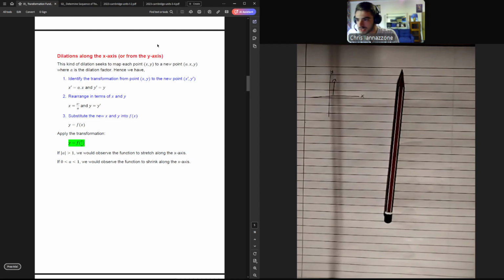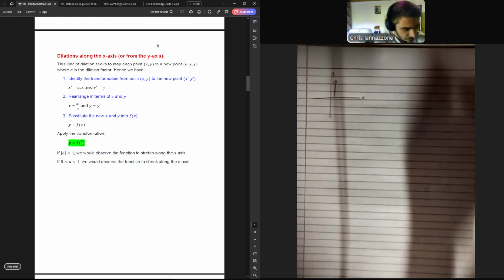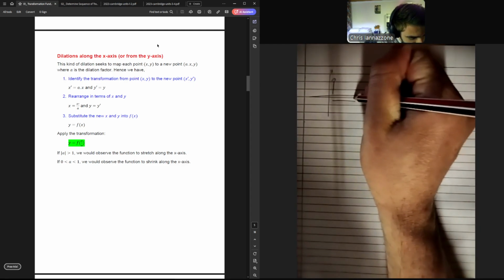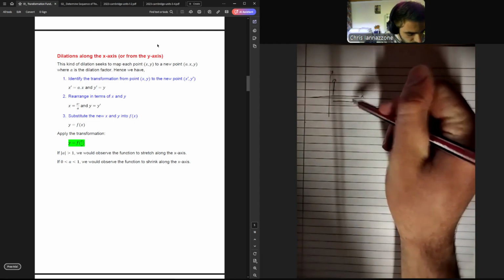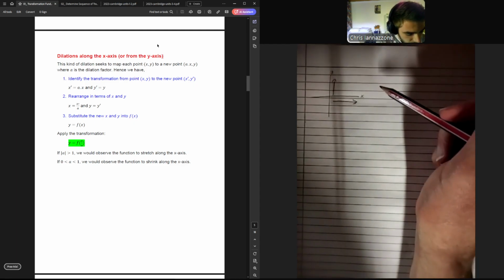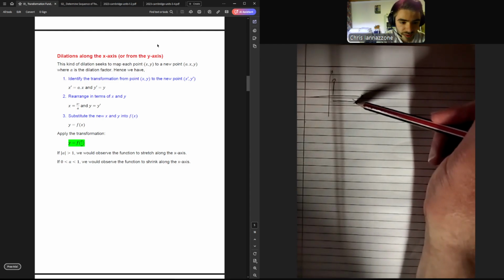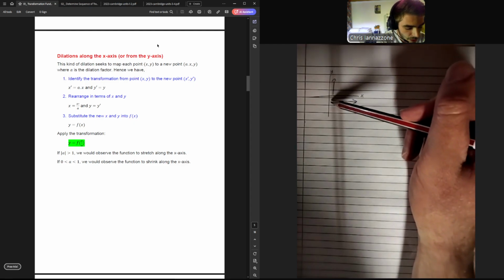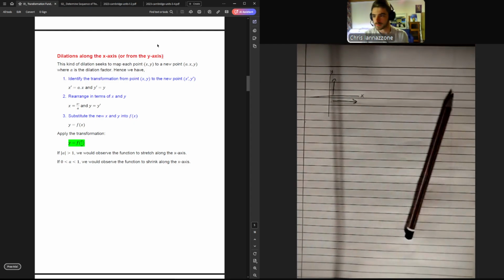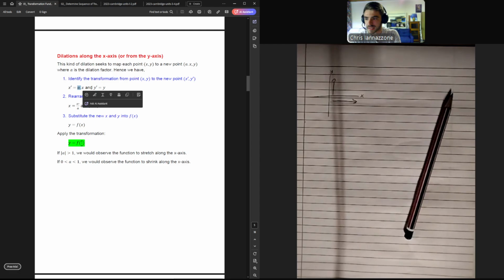Basically identical when it comes to dilations along the x or from the y. Again, that's just, if I go to the handwritten bit, it's as if you were stretching horizontally. And so you could say you're either running alongside the x here, or you could say you are going away from the y-axis. The rules are the same though, we're just applying that dilation factor to the x rather than to the y. So now x prime is ax and y prime is y.